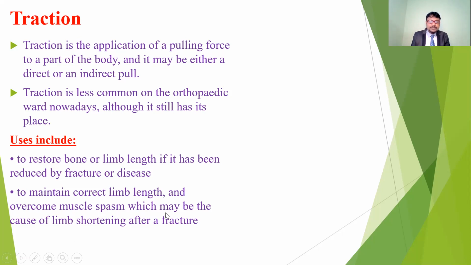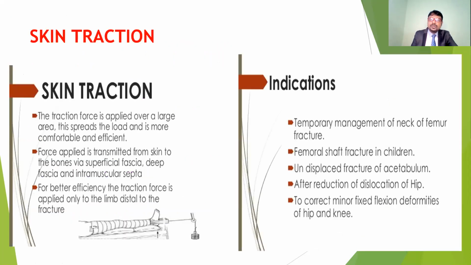And also it overcomes the muscle spasm, which may cause limb shortening after the fracture. Because of muscle spasm or muscle overactivity, it pulls the bone fragments in other directions, so there is a chance of getting shortness. If we give traction, we can bring them into the normal positions and maintain the alignment. The types are, first, skin traction. Skin traction is where forces are applied over a large area.